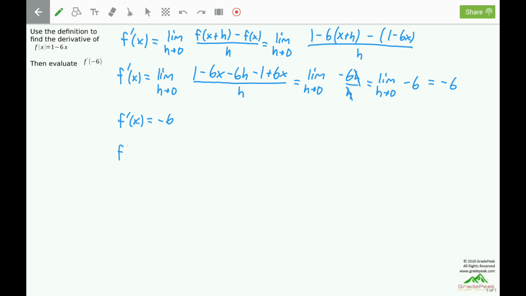The next thing we're going to do is evaluate at negative 6. Well, there are no x's to plug into in our derivative, and therefore no matter what x we have, we're going to get negative 6 for our result.